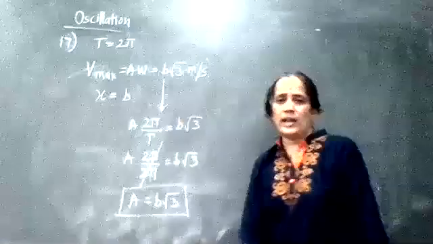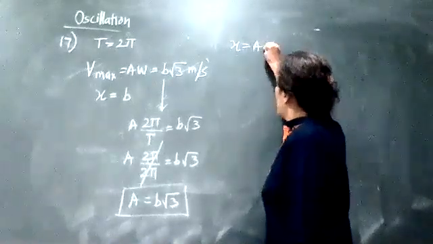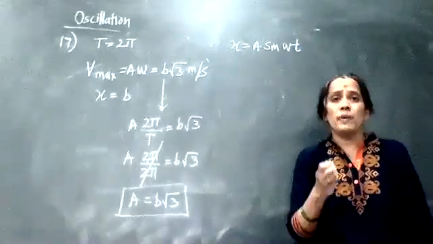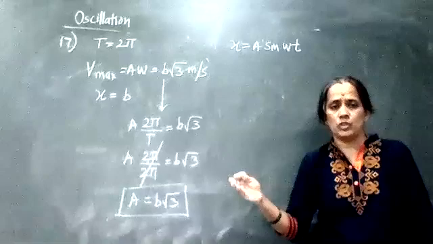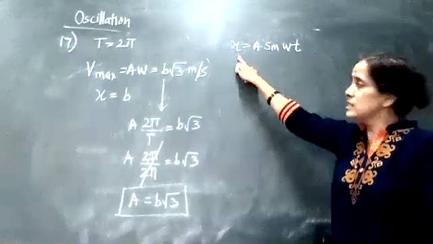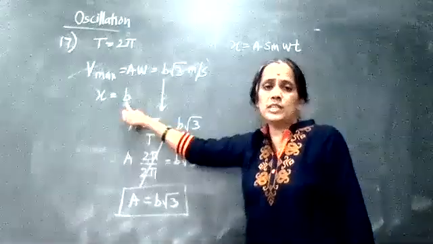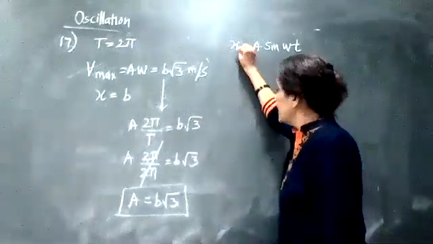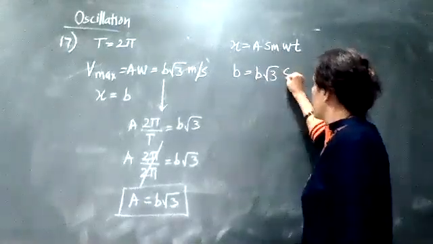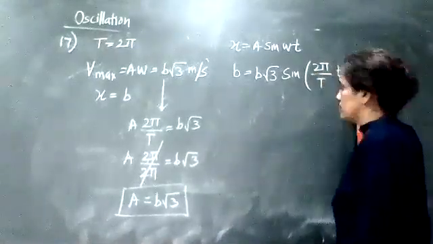Now this amplitude value I am going to use in the displacement equation. So x is equal to a sine omega t. Now why am I writing only sine omega t? Because the particle has started from the mean position. Therefore displacement is x is equal to a sine omega t. How much displacement do I want? I want displacement equal to b. So in place of x, I write b is equal to the value of a, b root 3, sine of omega, value 2 pi upon T, into t.